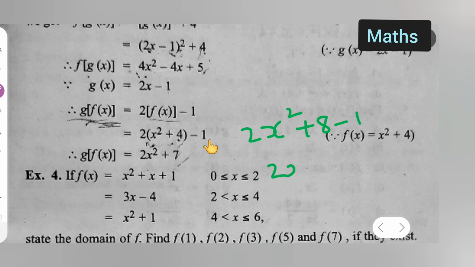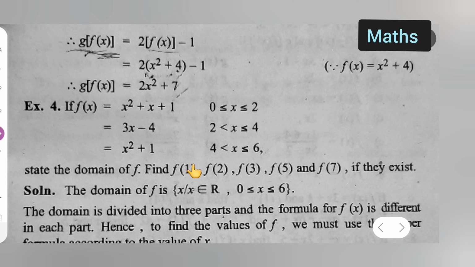So we will get 2x square plus 7. After subtracting this, you will get plus 7. So it is 2x square plus 7. This is the way you all got it. So finally, you found out the value of g of f of x, which is nothing but 2x square plus 7. I hope you all have understood how to do this problem. In the next class we can move further.